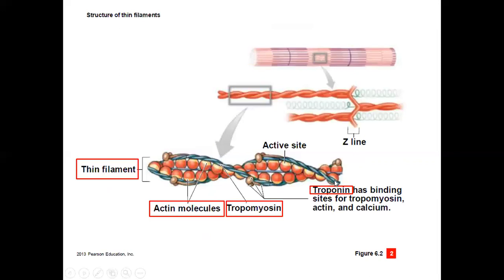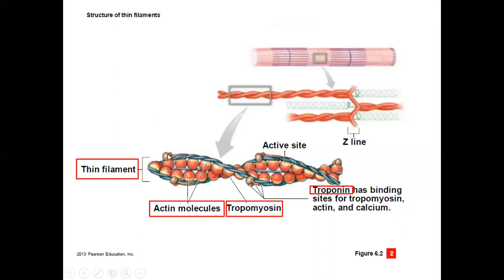Tropomyosin is this kind of bluish green filament that winds its way around actin. As it winds around actin, in a resting muscle, it covers those binding sites on actin. So you've got actin, the contractile protein that is involved in muscle contraction, but tropomyosin covers the binding sites on actin when muscle is relaxed.